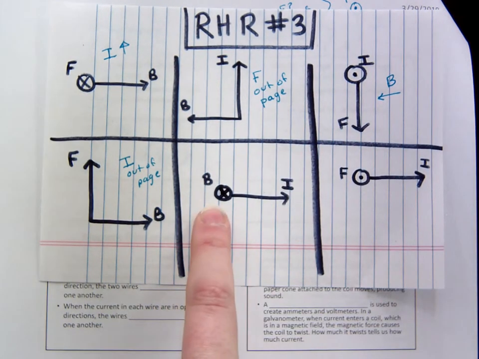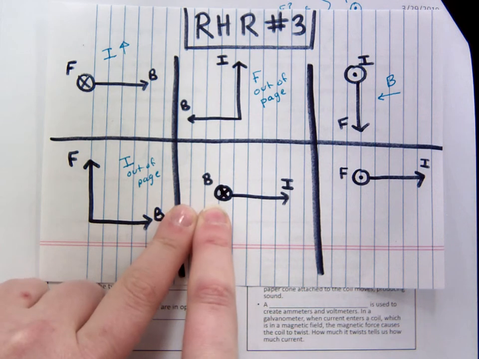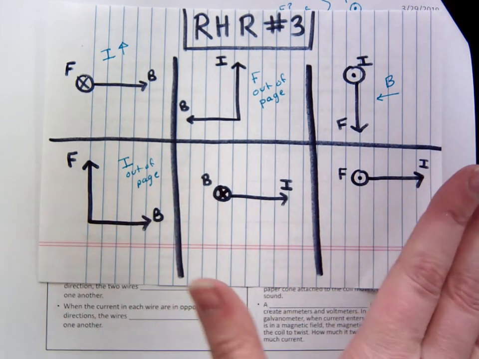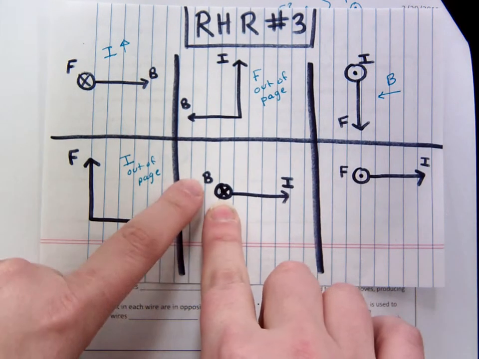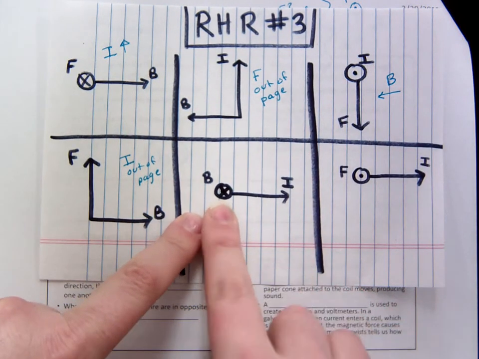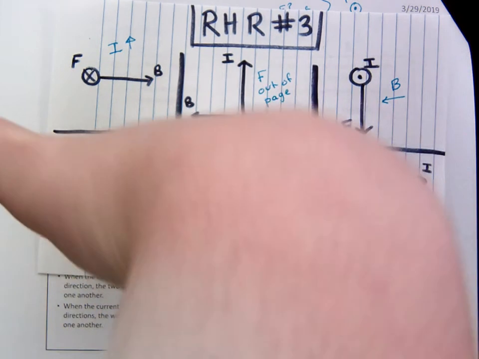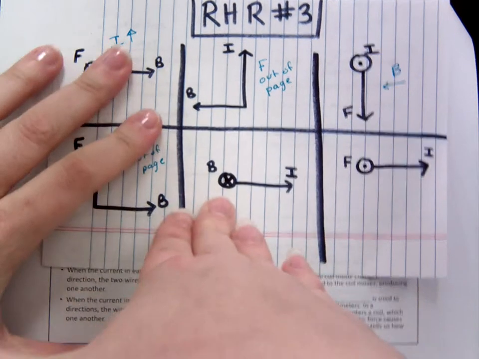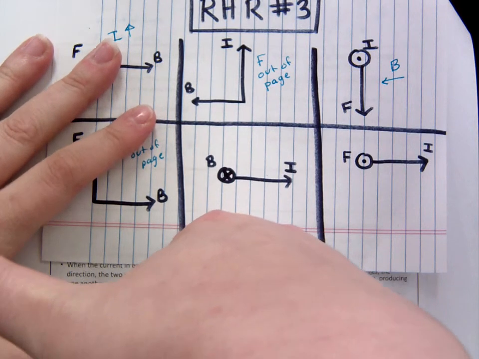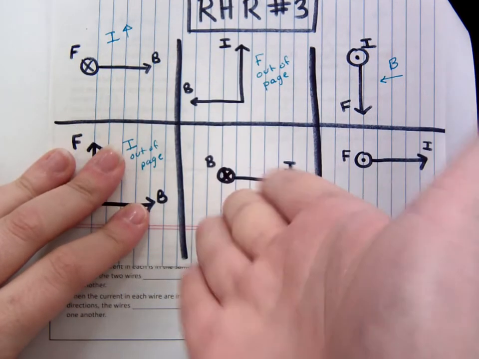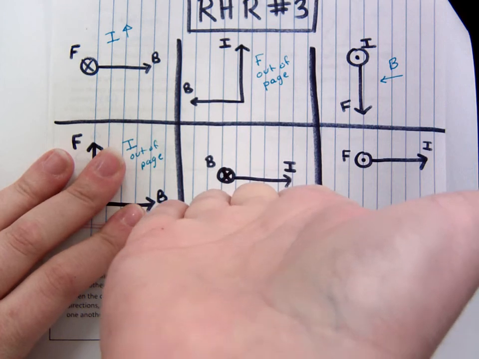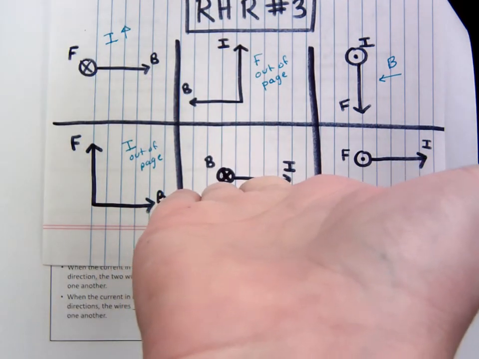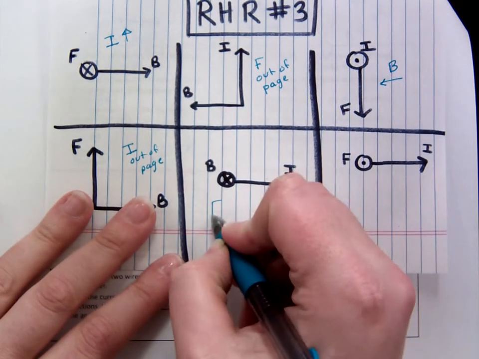Now, with this one, my current is going to the right, so my thumb needs to point right, and my fingers for the magnetic field are going into the page. And with my fingers going into the page, I rotate my hand to make my thumb for current go to the right. This makes my palm face up the page. So my force is going up the page.